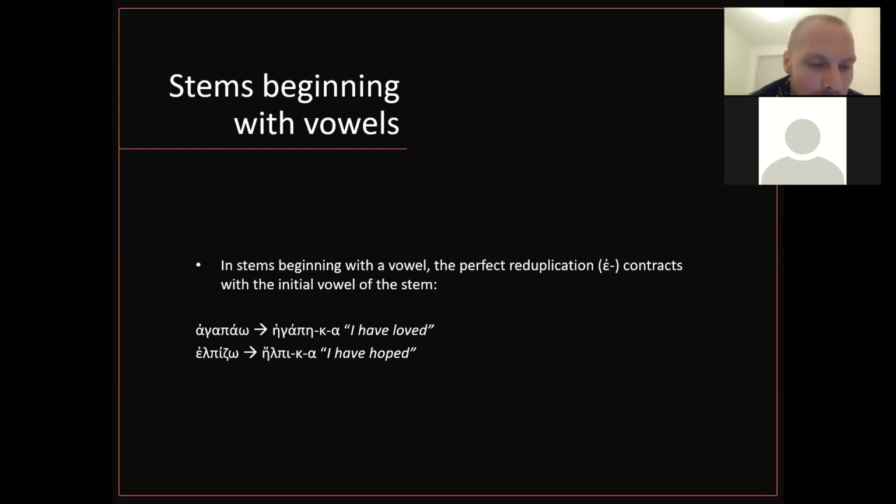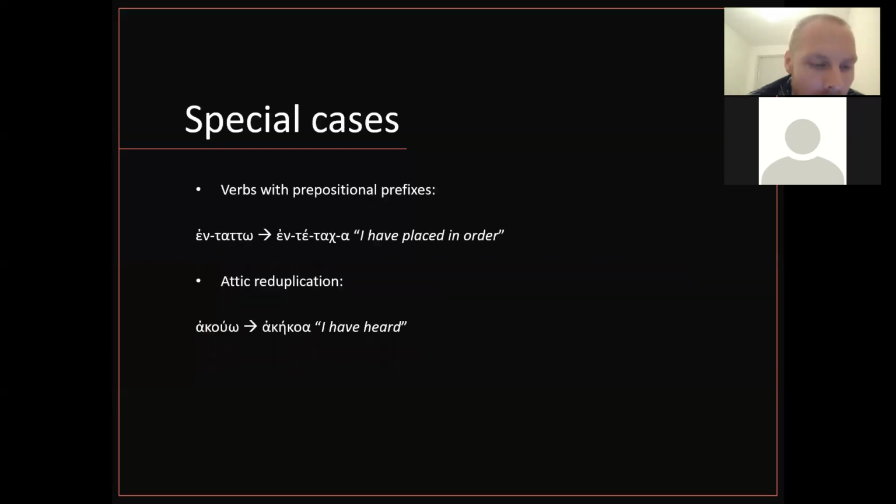Okay, moreover, we have, of course, also all the composite verbs with prepositional prefix before the actual verb stem. In these, just like when they receive an augment, the reduplication normally falls between the prepositional prefix and the verb stem. So that's, for instance, the active perfect indicative of entatto, I place in order, is entetaha.